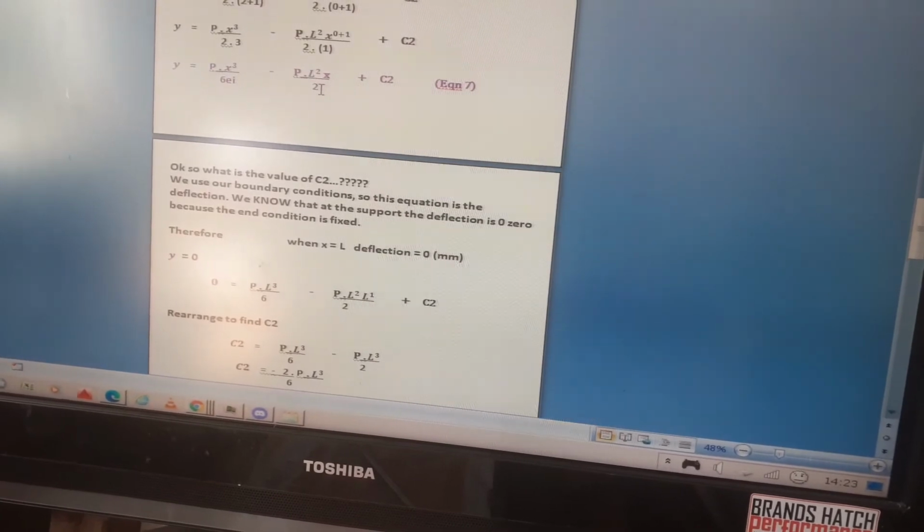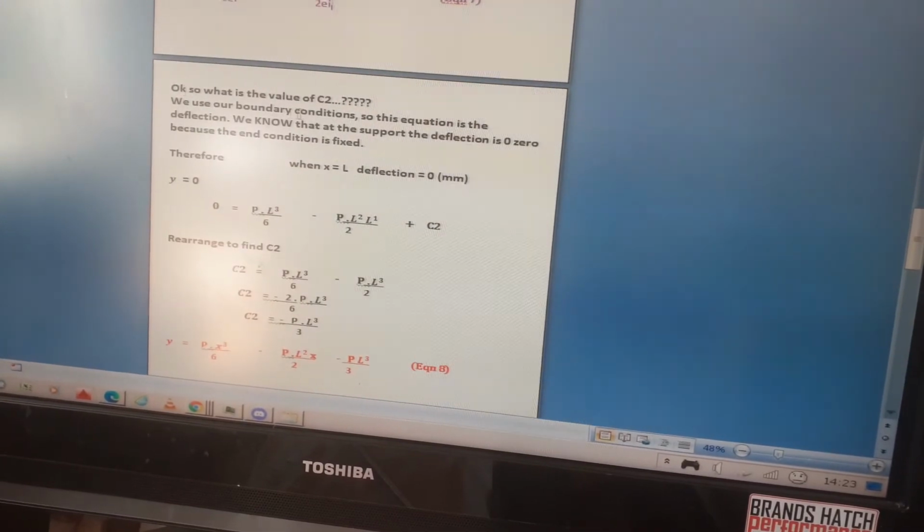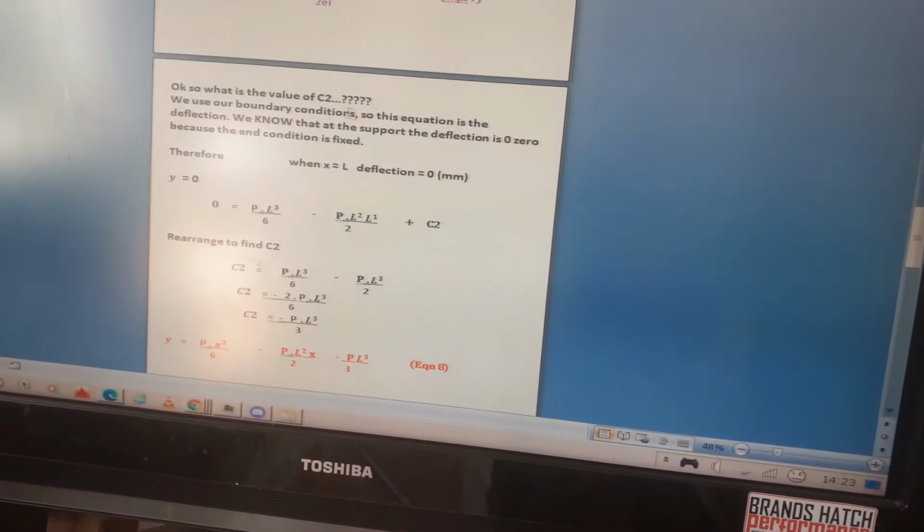I've done it. It should be in capitals as well, but I said I'll put that back at the end. But we've just got one more thing to do. What is the value of C2? We use our boundary conditions.